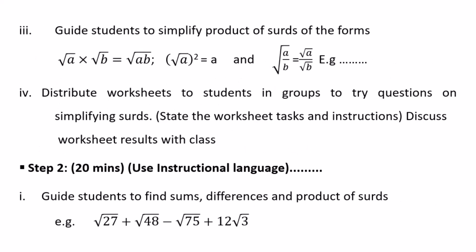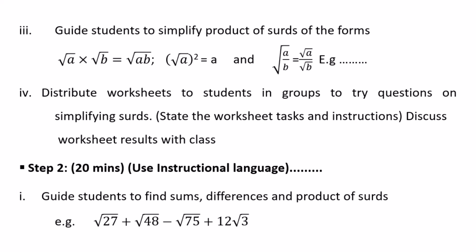Then, number 3, guide the students to simplify the product of surds of the form root A times root B to be equal to root AB. An example is root A squared is equal to A. And another one is root of A over B to be equal to root A over root B. All these are some of the things that you can guide them to know.